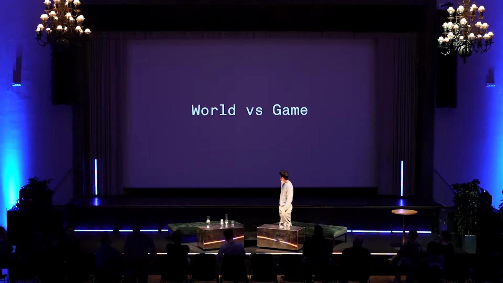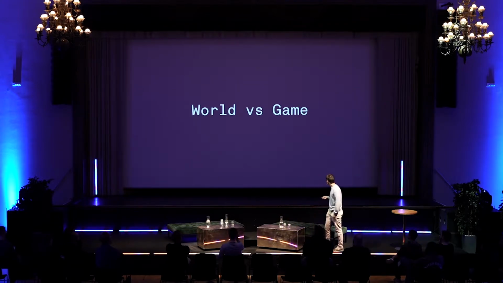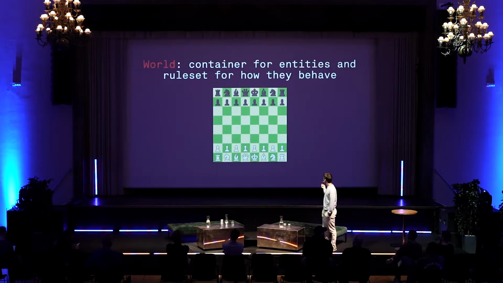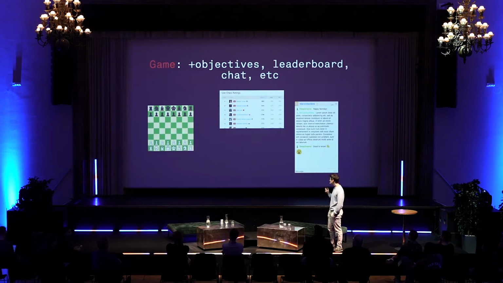So I want to draw contrasts between a couple of terms to make defining autonomous worlds easier. First, what's the difference between a world and a game? There are many ways to draw differences between those two terms, but there's one that just makes autonomous world as a concept a bit simpler, and that makes more sense in general. I define a world as a container for entities and a rule set for how they behave. As an example, the game of chess, or at least a single match, is a world. A game, at least from the perspective of a world, is a world plus a bunch of other stuff. As soon as you add an objective, a leaderboard, a ranking, chat, and all that stuff, you start augmenting the world with social structures and playfulness.